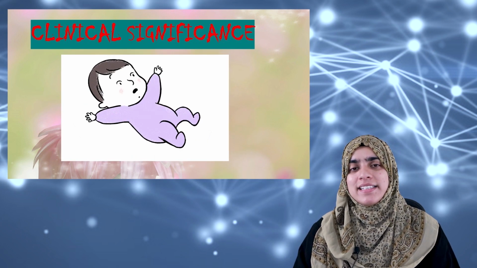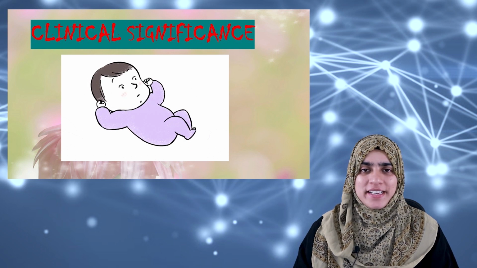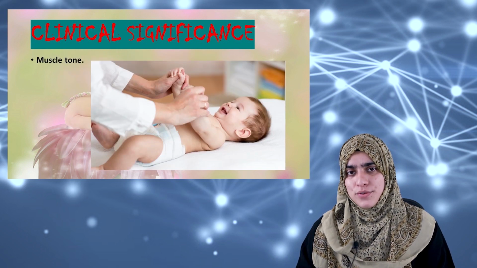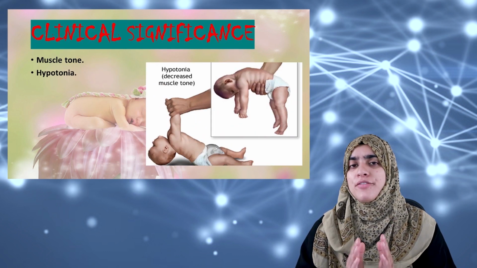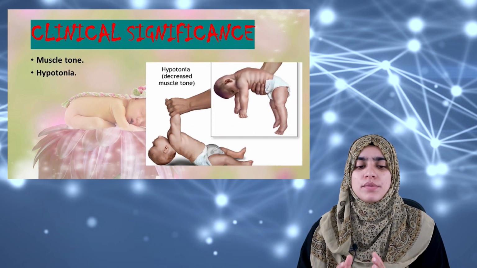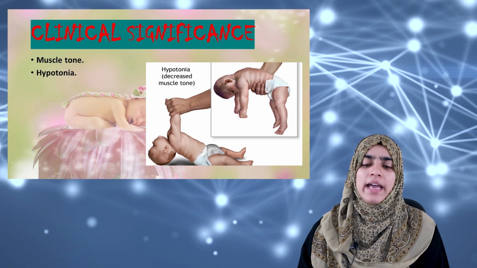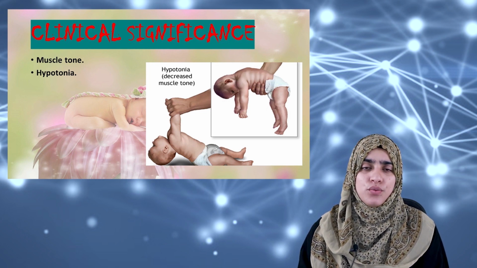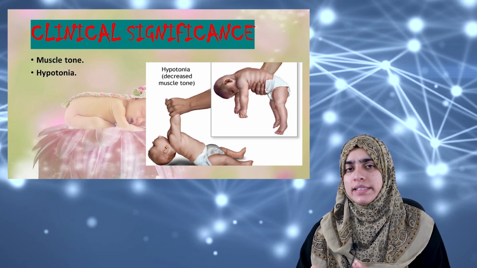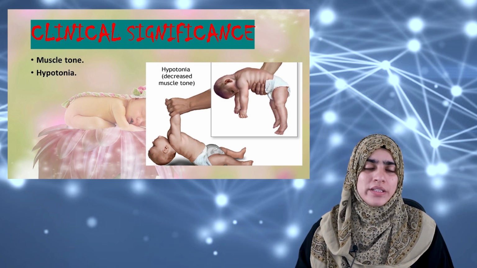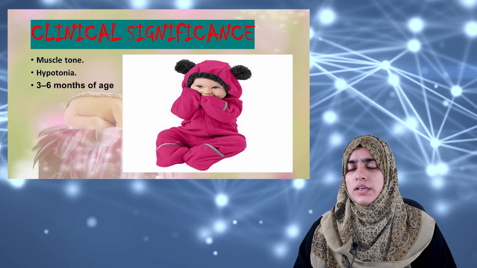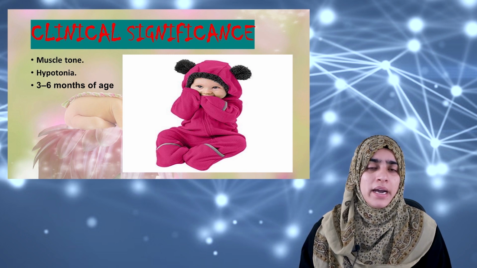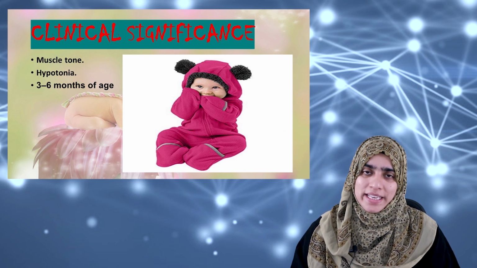What can be the clinical significance of this reflex? Its nature will give us an indication of the muscle tone first. If there is failure of the arms to move freely or the hands to open fully, it will indicate a decrease in the muscle tone, which we call hypotonia. This reflex will disappear by 3 to 6 months of age.